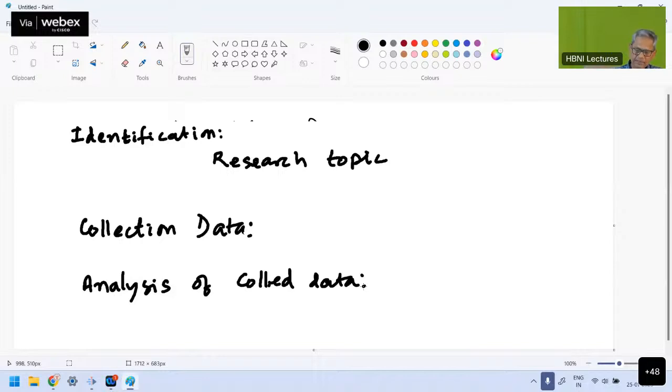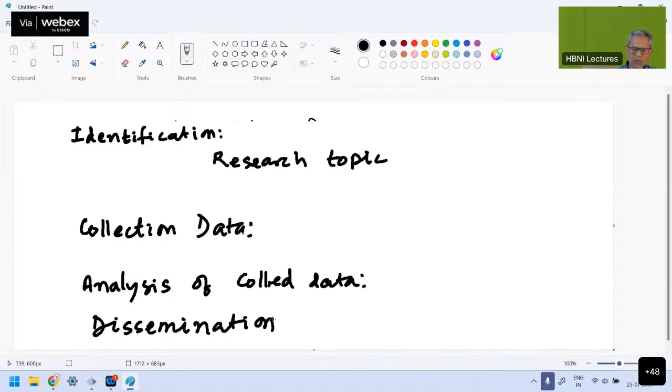The fourth ingredient is dissemination. Suppose you have to solve your research problem. Use of information in a meaningful way. Whatever information you got from your data or data analysis, use that information in a meaningful way to get a meaningful result.